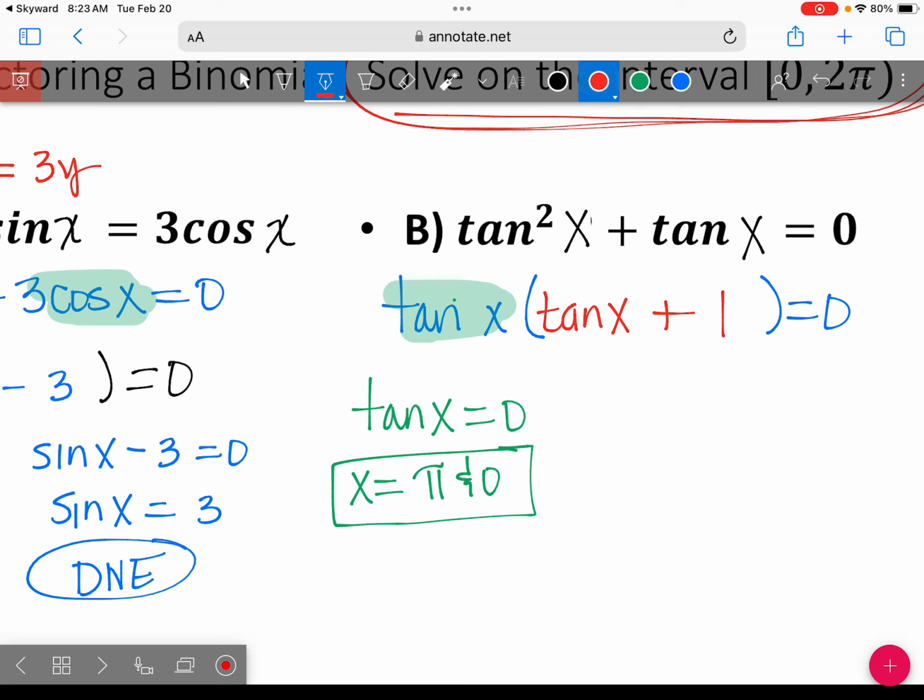Now let's do the same thing with our second factor. Tangent x plus 1 equals 0. You got the answers from the unit circle. Yes, ma'am. And then tangent of x equals, so how would I solve this one? If tan x plus 1 equals 0, what is tangent? -1. So what 2 quadrants are you looking in? Where is tangent negative? 4. And what else? And 2.